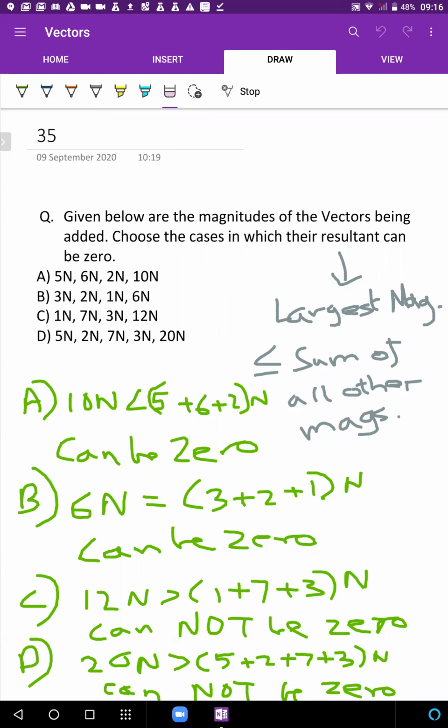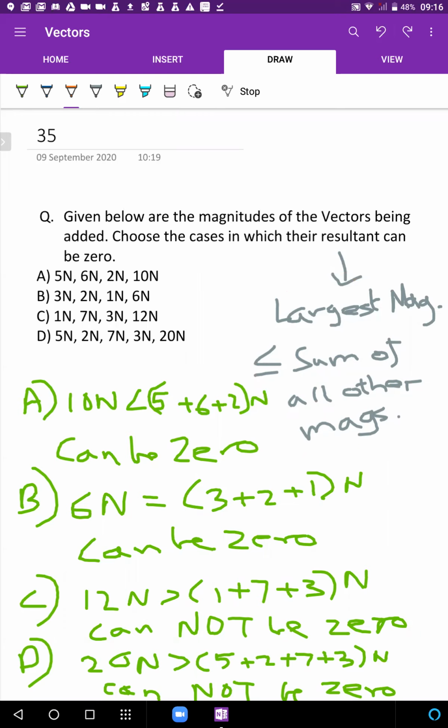But the question is, in which case can the resultant be zero? In which case is it possible for the resultant to be zero? So if at all the resultant has to be zero, there has to be a closed polygon that we should be able to create. When can we create a polygon? If the largest magnitude is less than equal to sum of all the other magnitudes.